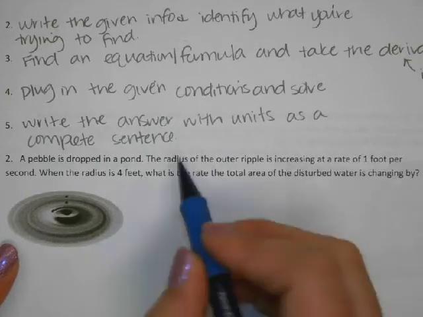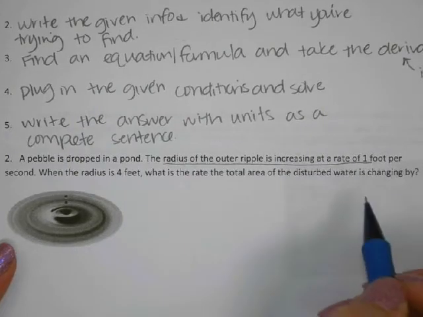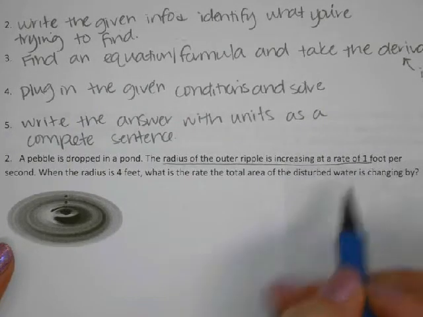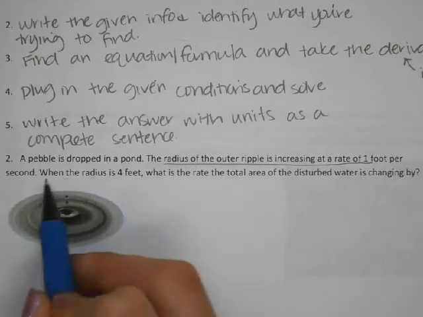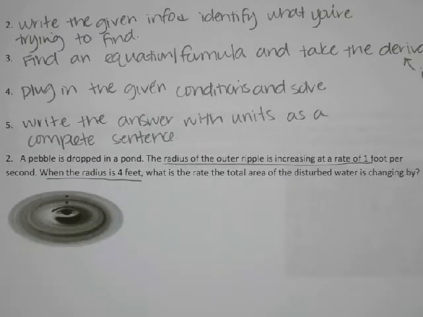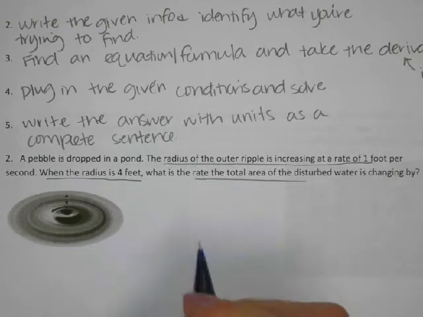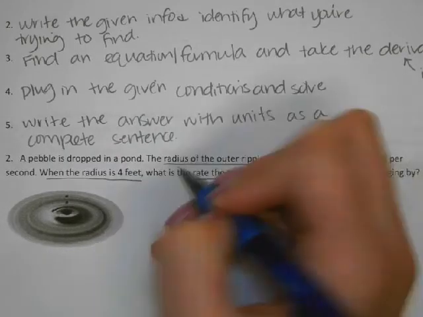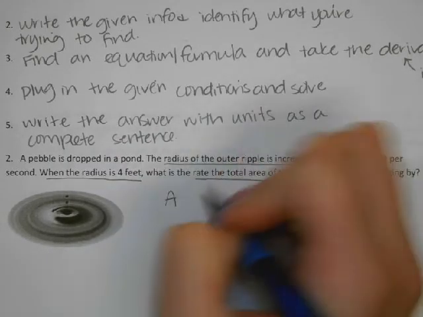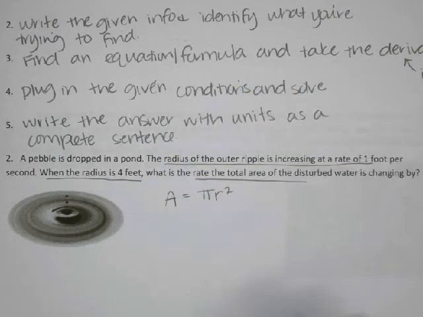So I'm going to say the radius of the outer ripple is increasing. That tells us that they're giving us a rate of the radius, not just the actual measurement of the radius. They say that the radius itself is 4 feet, and they want to know the rate the total area is changing by. So we're talking about a circle here. That means that the formula we're working with is the area formula. So we've got pi r squared.